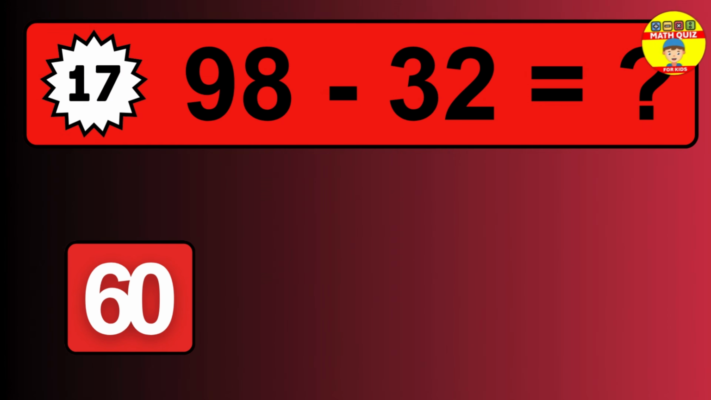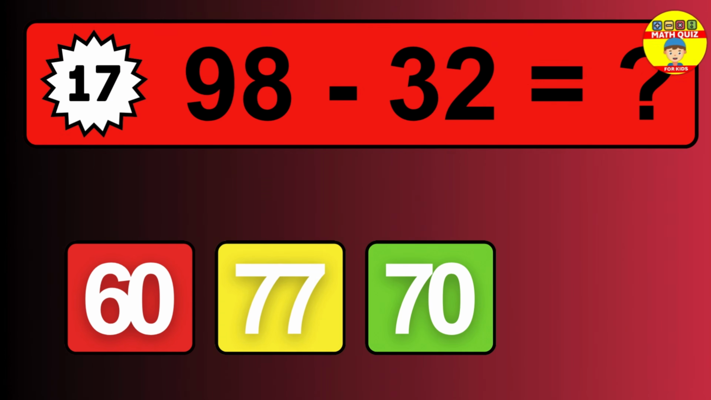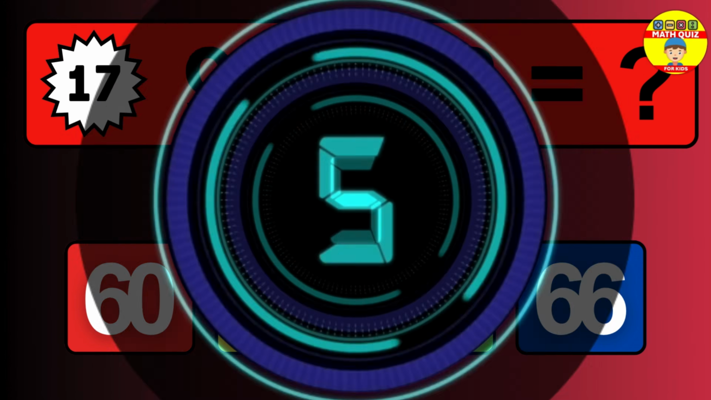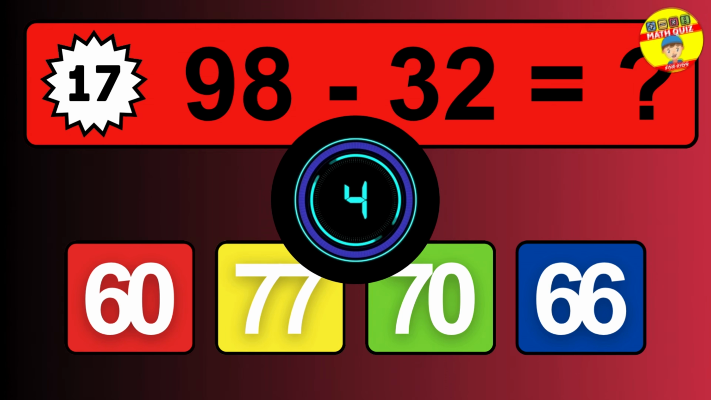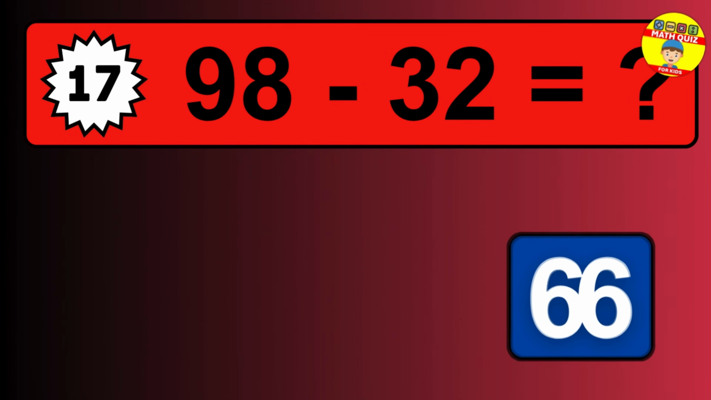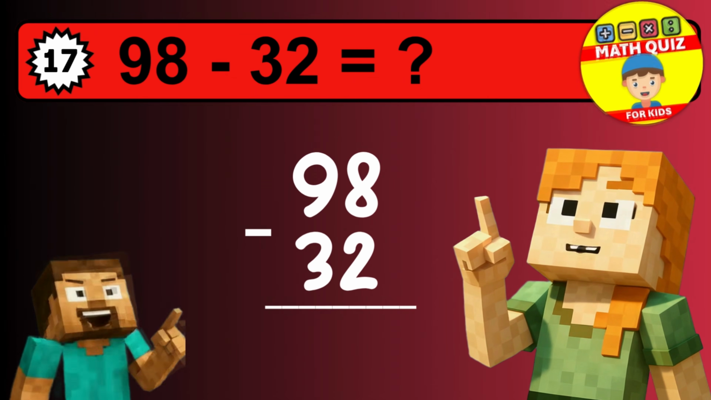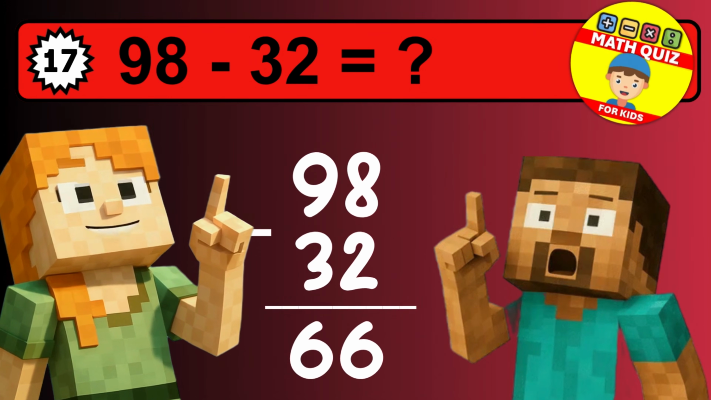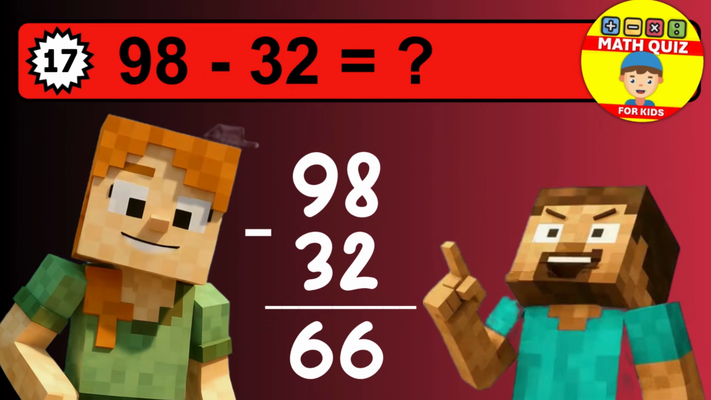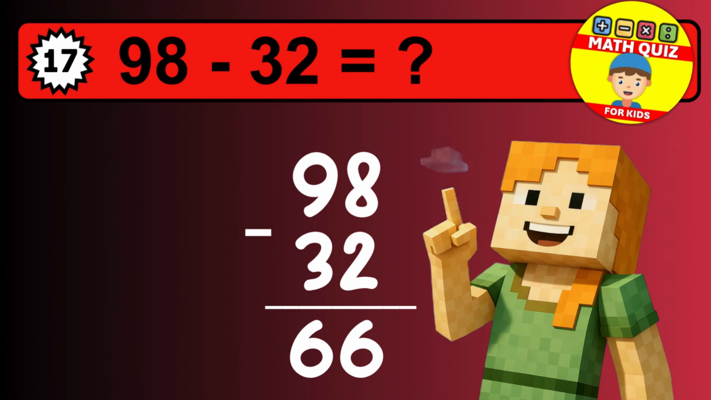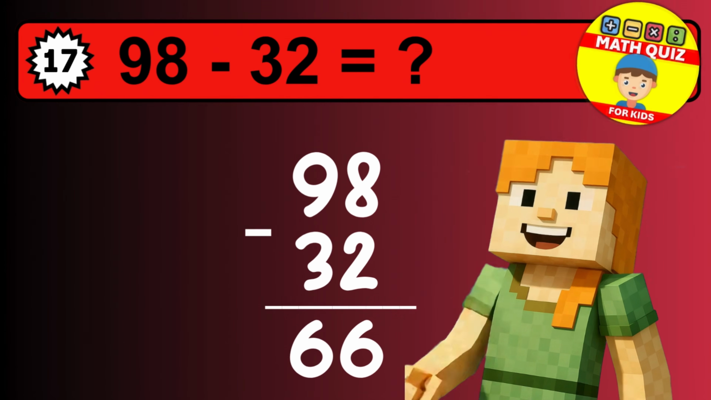What is 98 minus 32? Time to think. Let's solve this step by step. We start with the units. 8 minus 2 is 6. Then we go to the tens. 9 minus 3 is 6. The final answer is 66.